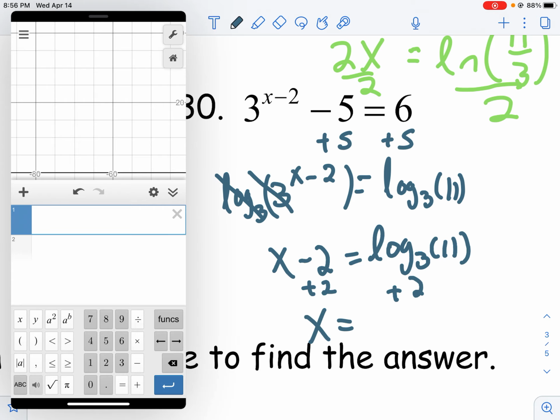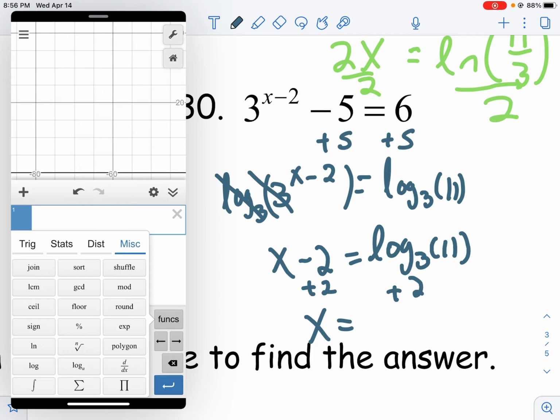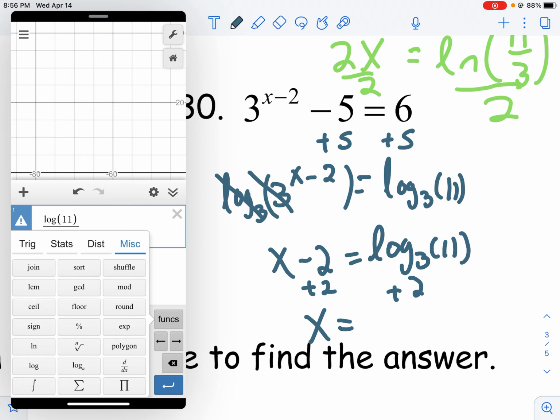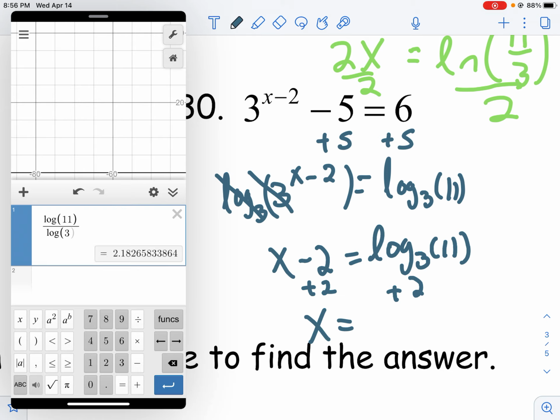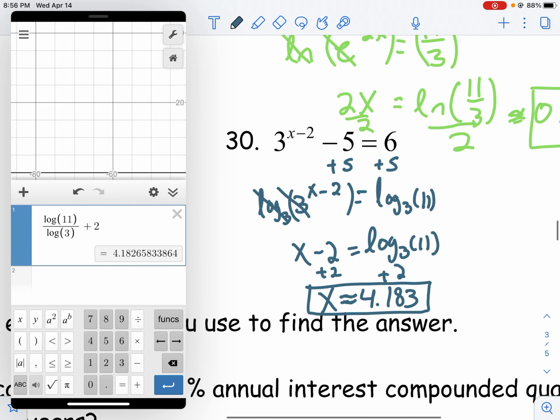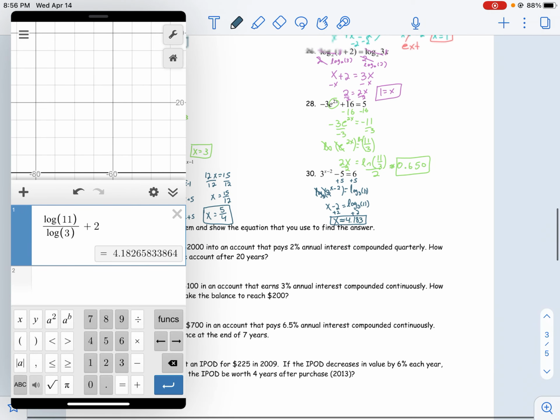So add 2 to both sides to get x is equal to, and then when you type this in, we need log of 11 divided by log 3, because we need to use our change of base to get a decimal there. And then we go plus 2. So this is 4.183. And again, probably saying approximately is the best there for that.